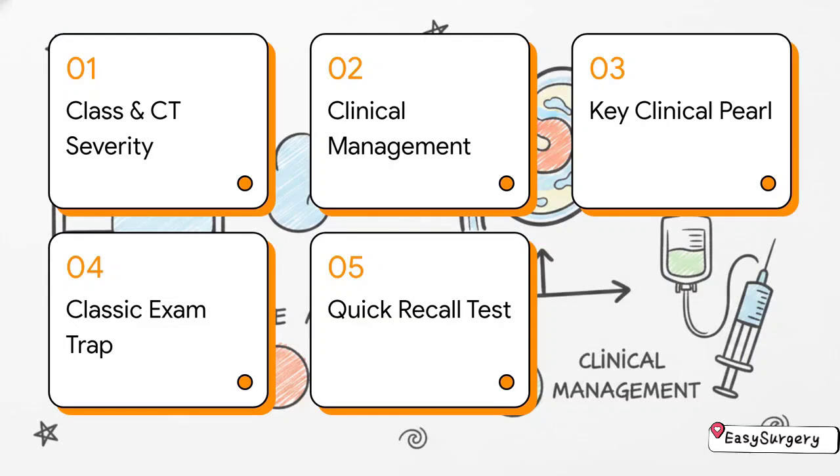So here is our roadmap for today. First, classification and CT severity. Second, clinical management strategies. Third, a key clinical pearl. Fourth, a classic exam trap. And finally, a quick recall test. Let's get straight into it.